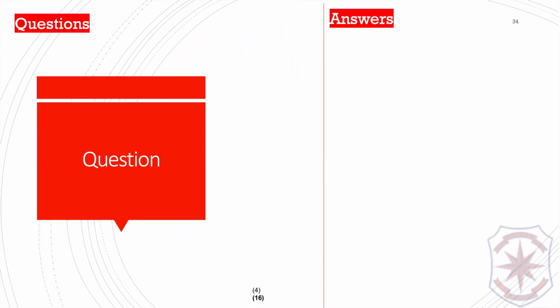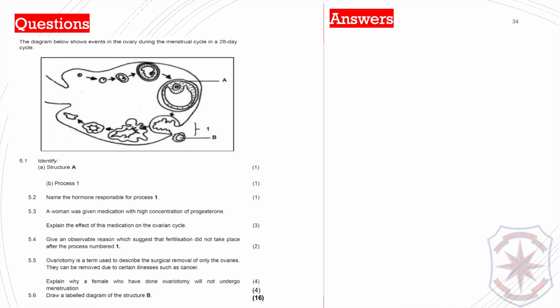Let us look at the second set of questions. The statement reads, the diagram below shows events in the ovary during the menstrual cycle in a 28-day cycle. Remember, guys, the first thing that we must do is study the diagram. Study the diagram before even looking at the questions.